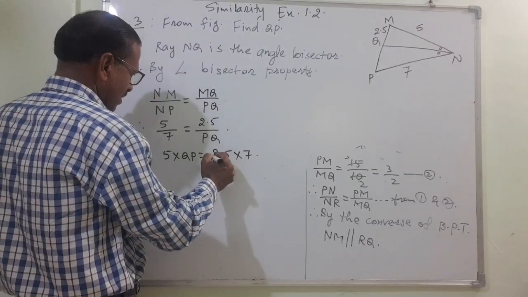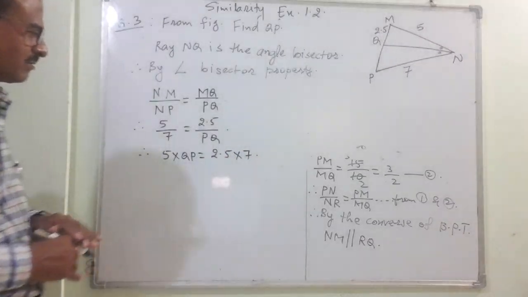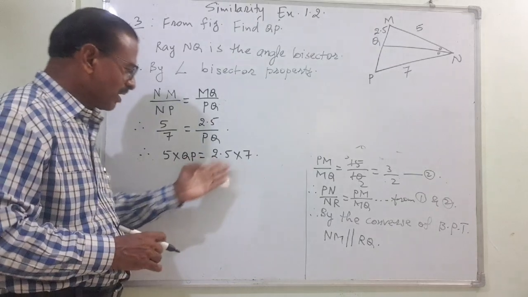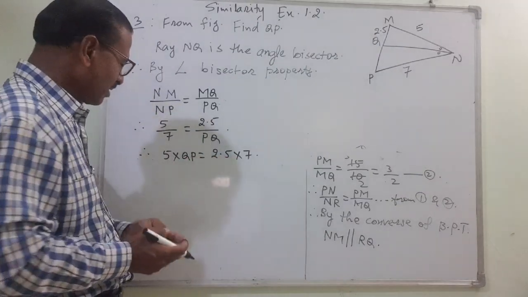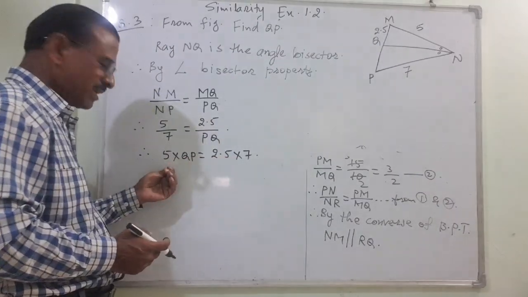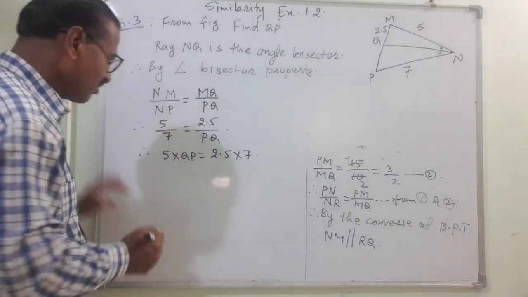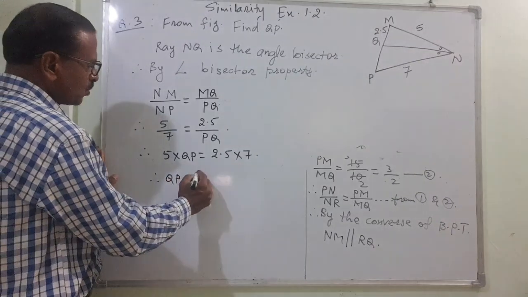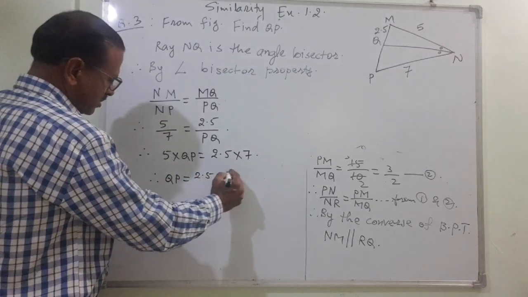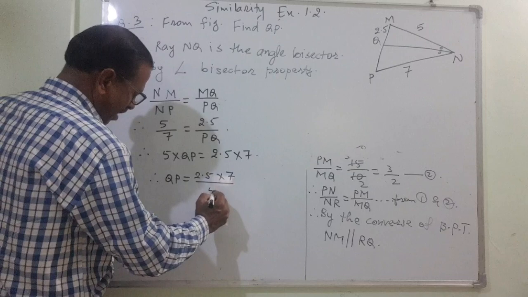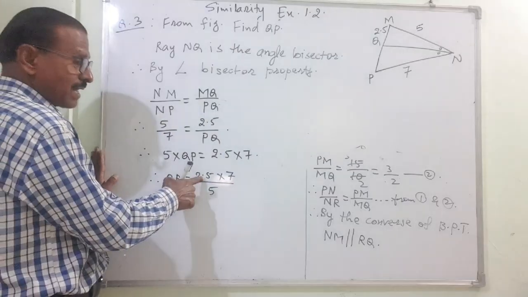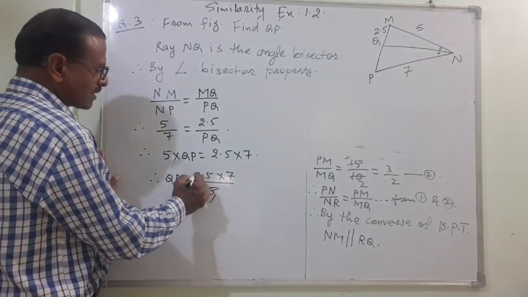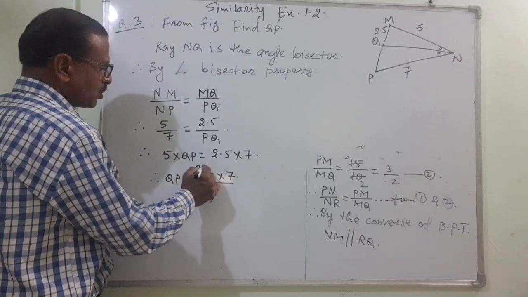Now here, what the students do, they multiply this unnecessarily. Why are you multiplying? This 25 is divisible by 5. So first of all I will do that. Therefore QP is equal to 2.5 into 7 upon 5.